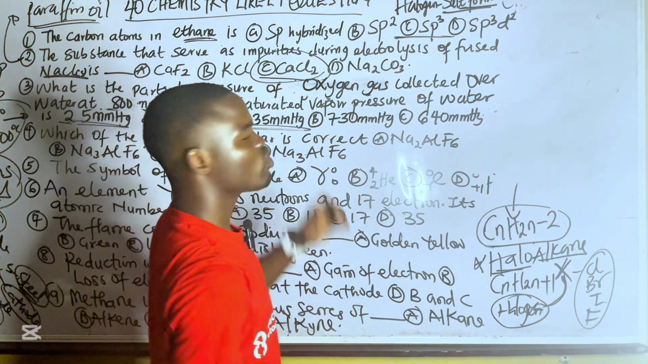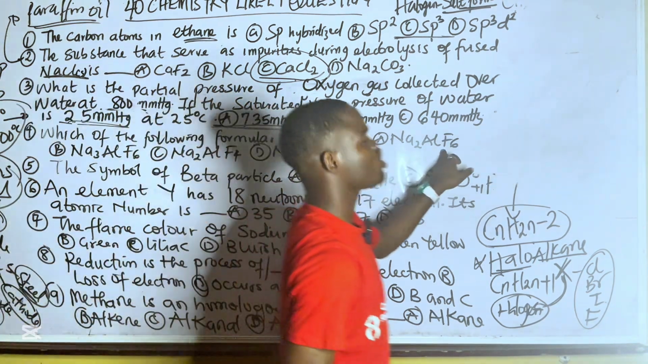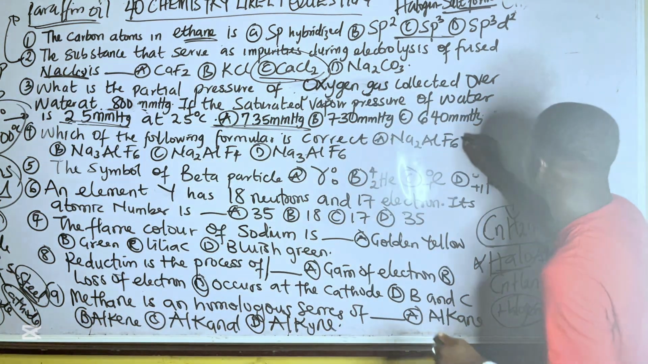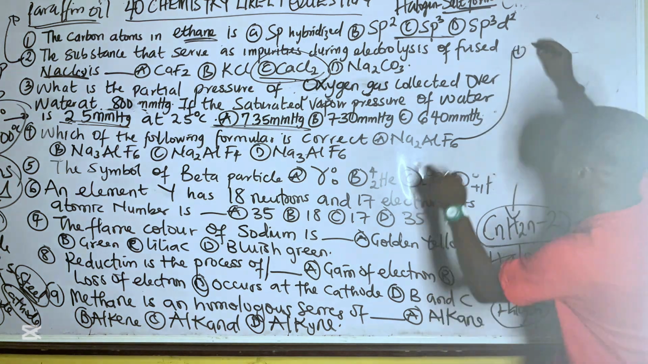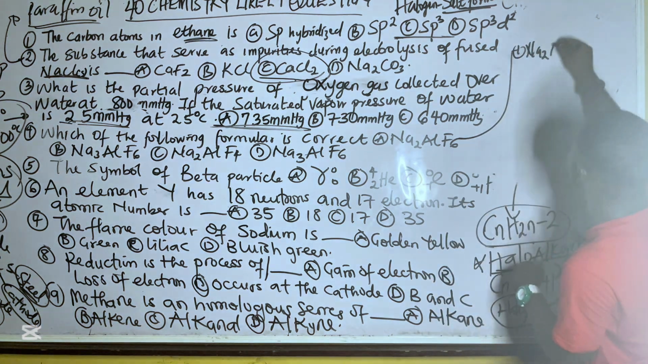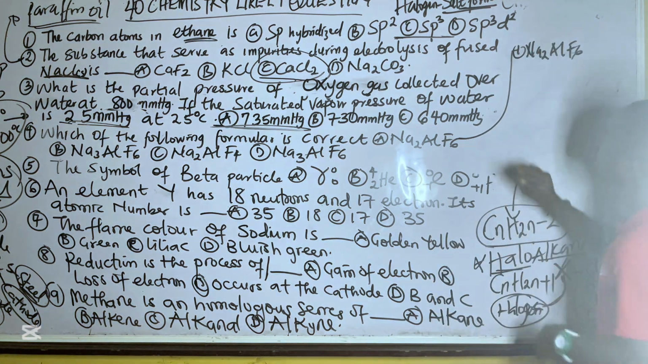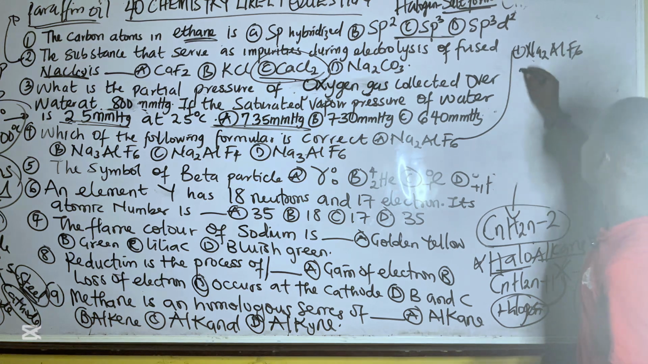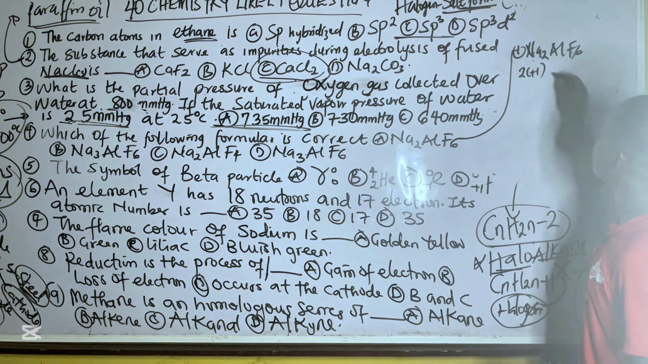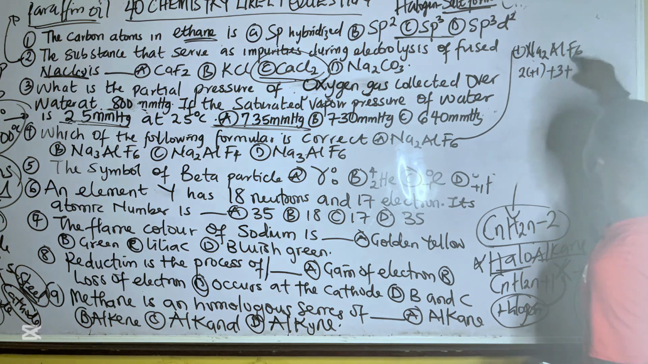So now, let's just test. What's the oxidation number of this? Is it 0? That's what we need. Number 1: Na2AlF6. Now, sodium is in group 1, so this becomes 2 into plus 1. Aluminum is group 3, so this will come plus 3.